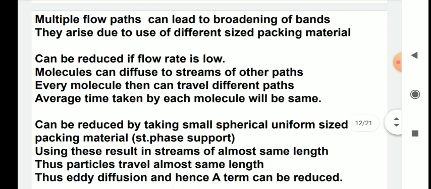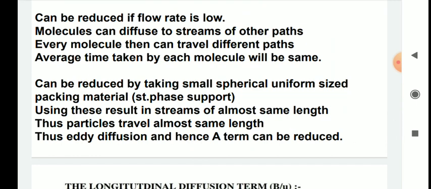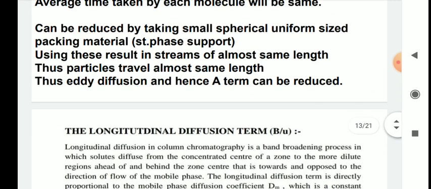The other way of reducing the difference in the distance traveled by different molecules is by taking spherical, small, uniform sized packing material. If you are taking a packed column with spherical particles, then the path length of any path in the column will almost be similar. Thus eddy diffusion, or the term A, can be reduced.